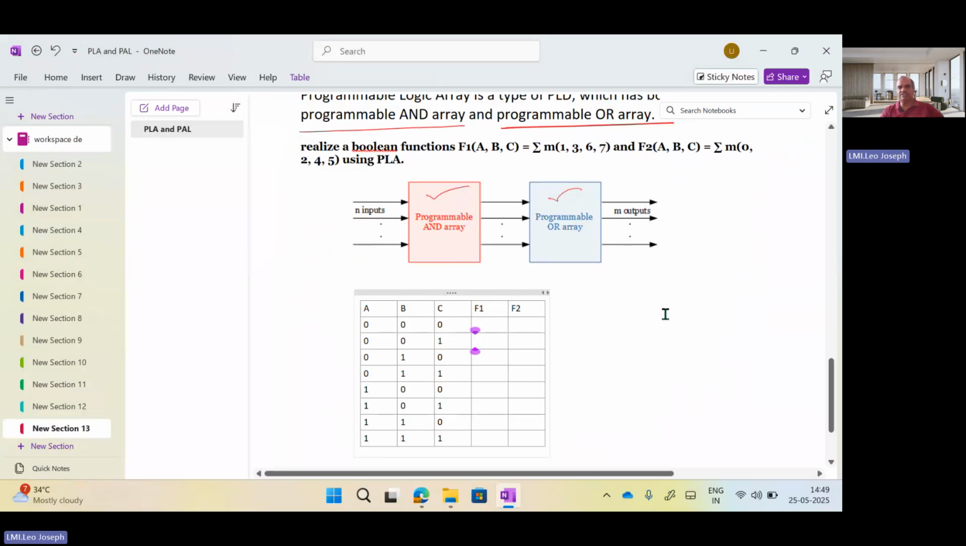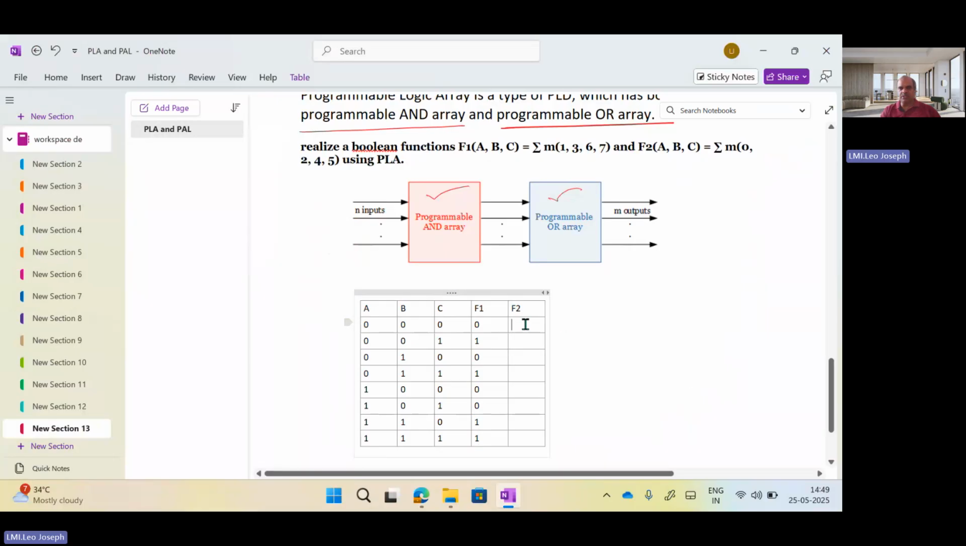Already in the last lecture itself we explained how to fill this table. We look at which minterms are associated here; where present, we mark 1, otherwise we mark 0. So 0 is not present, so I am keeping 0. 1 is present, so 1. 2 is not present, 0. 3 is present, 1. 4 is not present, 0. 5 is not present, 0. 6 is present, 1. 7 is present, 1.